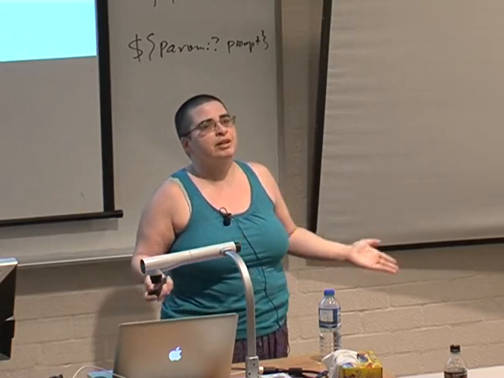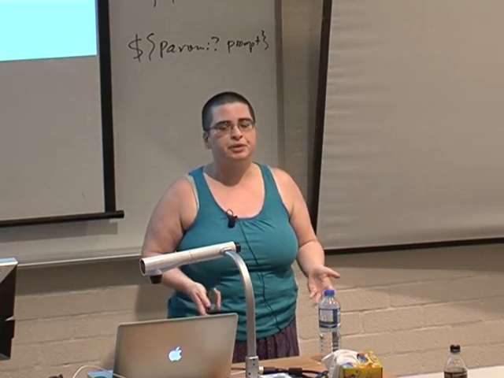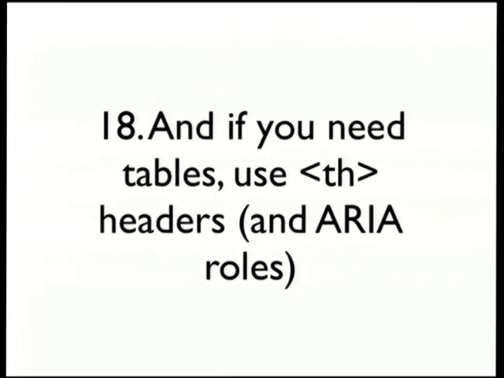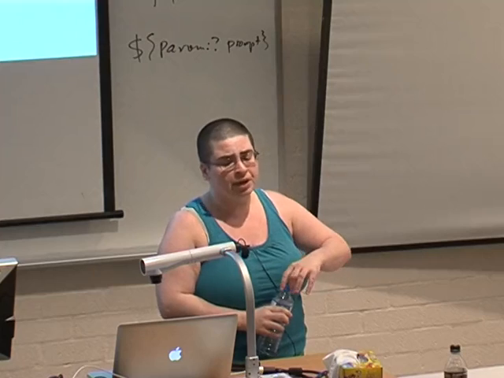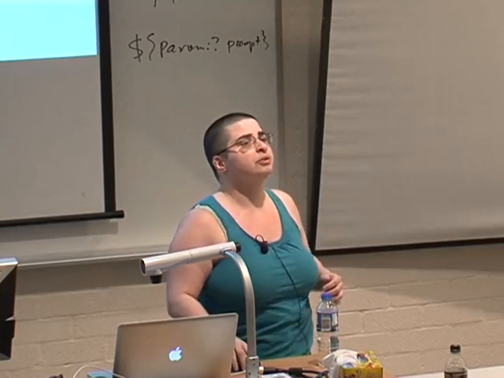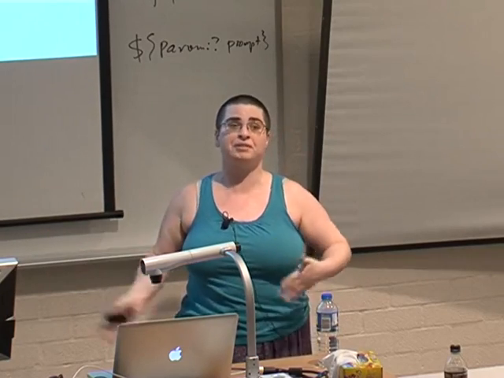It's not always possible to get rid of tables. There are still times when you're going to need them. So if you are going to use a table, make sure that you have the table header line. It's the TH tag. That identifies which part of the text is the header of the table. Screen readers will use that to pick up the table. You can ask it to tell you what column you're in, etc. So it does help. It's best to not use tables at all. If you have to, use the table headers and use the ARIA roles that I was telling you about.